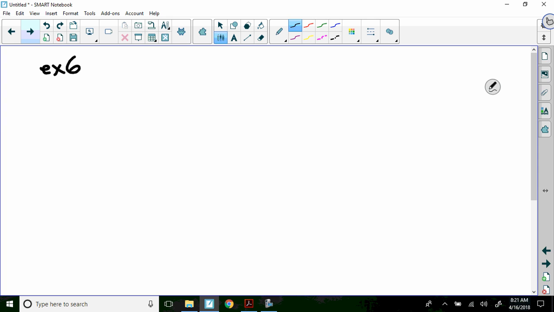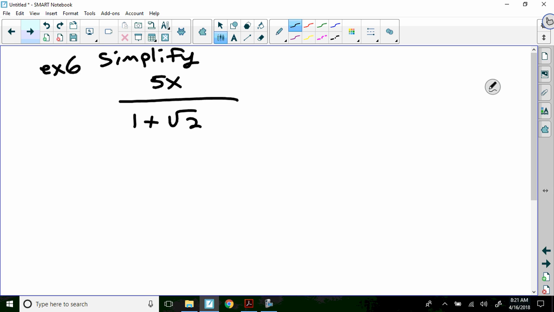So here's kind of the trick then. Suppose we have something like 5x divided by 1 plus rad 2. You're going to be asked to simplify this. The denominator has a binomial radical expression in it, and we need to get the radical out of the denominator. It's not just a matter of multiplying by rad 2 over rad 2, because if we do that, we'd have to distribute that into both of these, and we're still going to have a radical in the denominator, right? So we're going to have to multiply by the denominator's conjugate over itself.